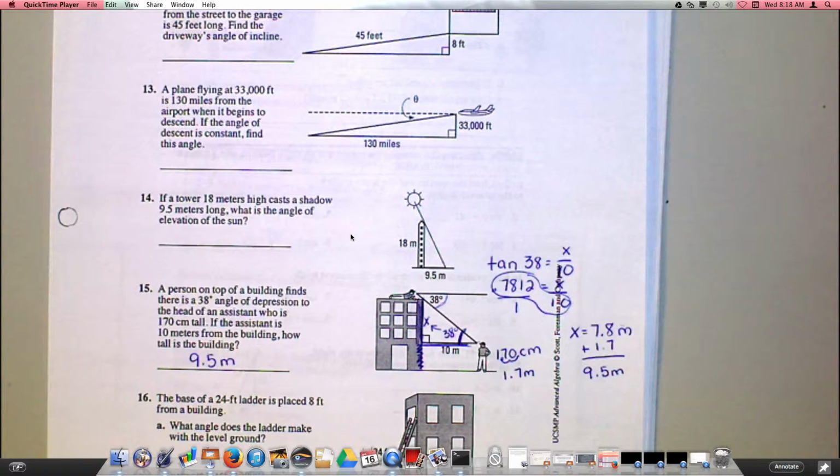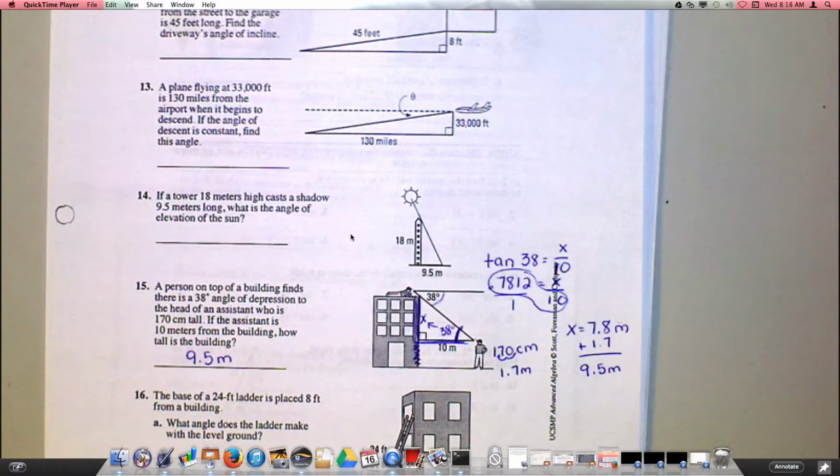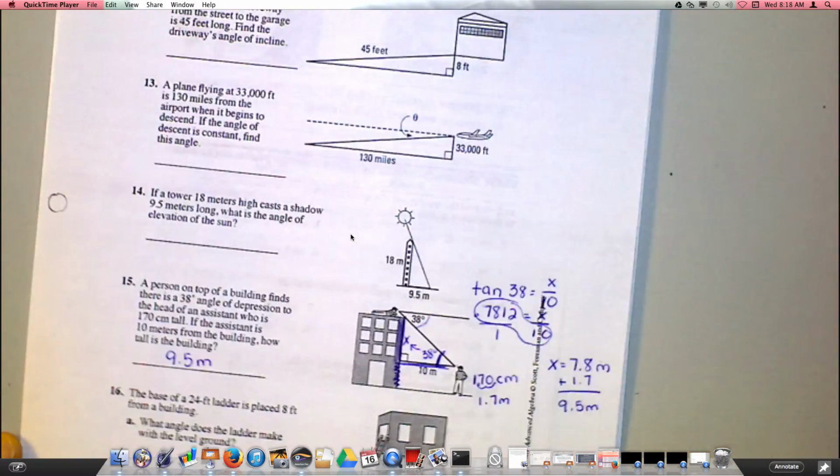Okay. What else would you like to go over? 3.5. Not going to happen. Kyle? 16. 16? Okay. 16.